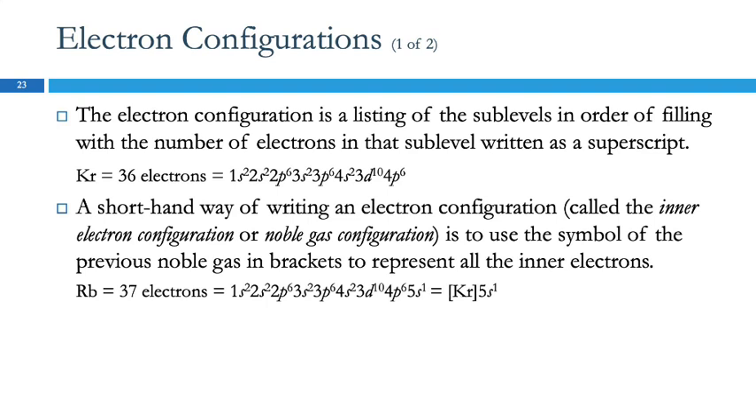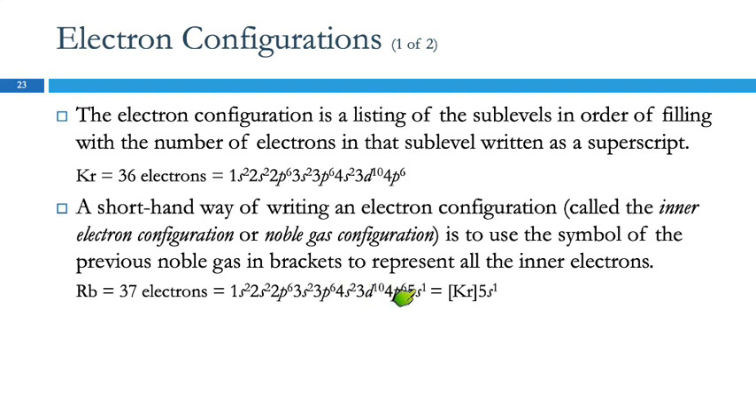So we have what's called an inner electron configuration, or a noble gas configuration. This is a shorthand, abbreviated way. We use the symbol of the previous noble gas in brackets to represent all of those inner electrons. So if we were going to write the electron configuration for rubidium, rubidium has one more electron than krypton, so it has 37 electrons. We could write this whole thing out.